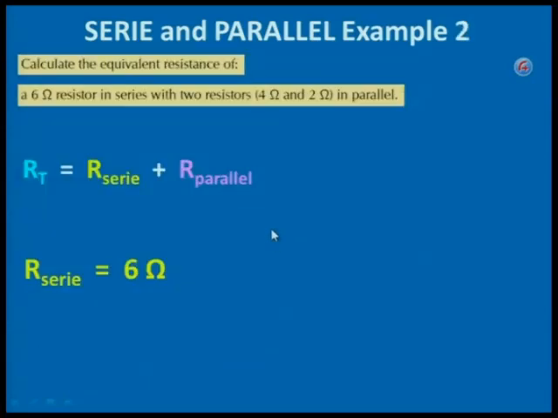Example 2. Calculate the equivalent resistance of a 6 ohm resistor in series with 2 resistors in parallel. Now remember, the total resistance is the resistance in series plus the resistance in parallel. They say a 6 ohm resistor in series, so that is 6 ohms, with 2 resistors in parallel. So we still need to calculate R parallel.